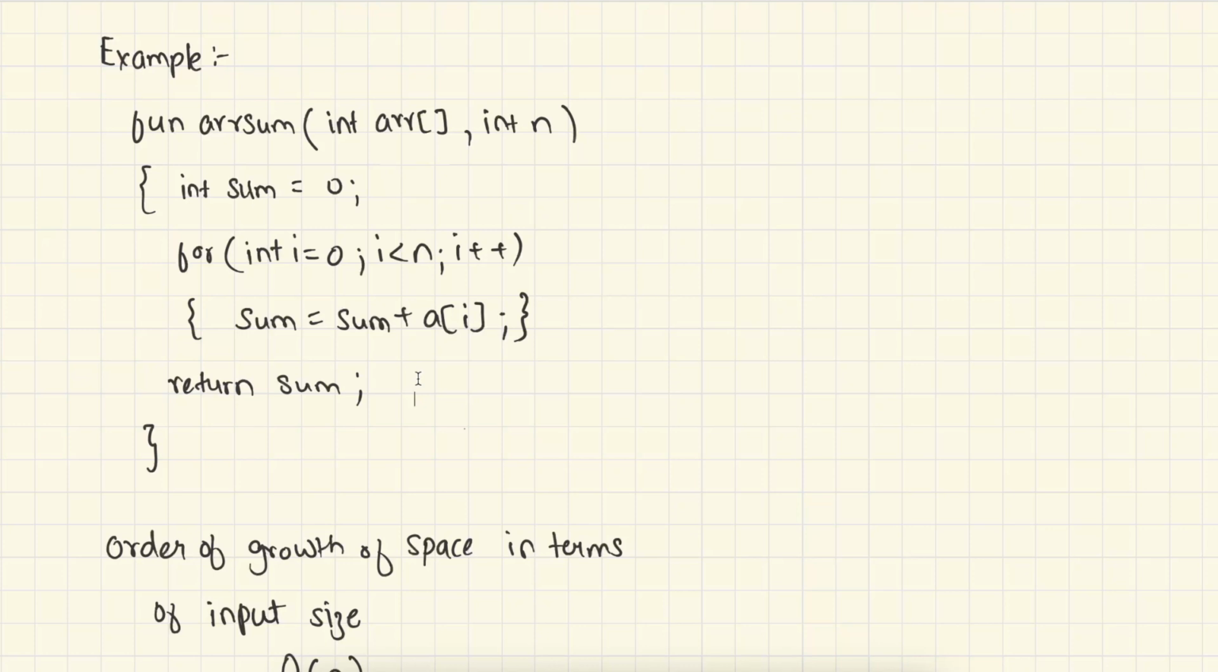So how much space do you need to allocate for this function to execute? It depends upon the size of the array. Simple. If the array is large, then you need to allocate a large space. If the array is small, you need to allocate a small space.